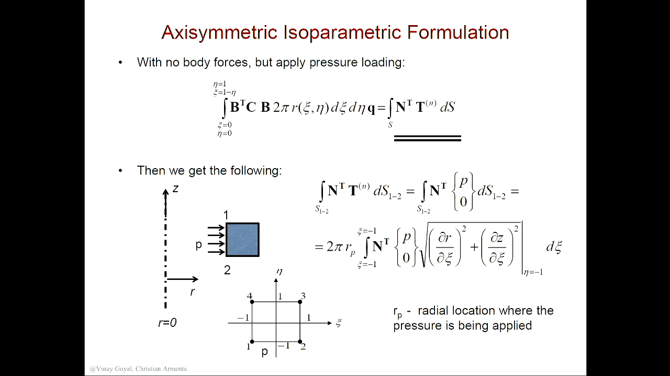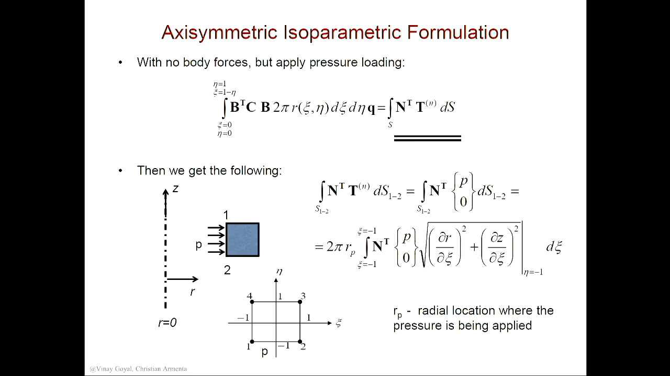So the pressure is applied on this surface, which is joined by local nodal numbering 1, 2. And in a quadrilateral element, this is getting mapped to this edge here. Therefore, the tractions are clearly P in the radial direction. Do you see any tractions in the Z direction? 0, so that makes sense. P, 0 there. And then you're ready.